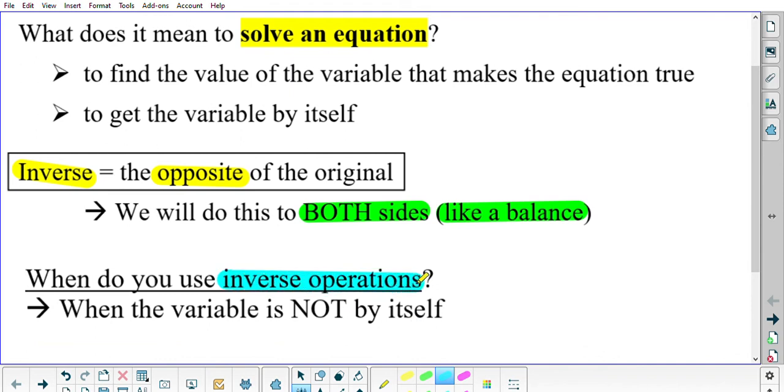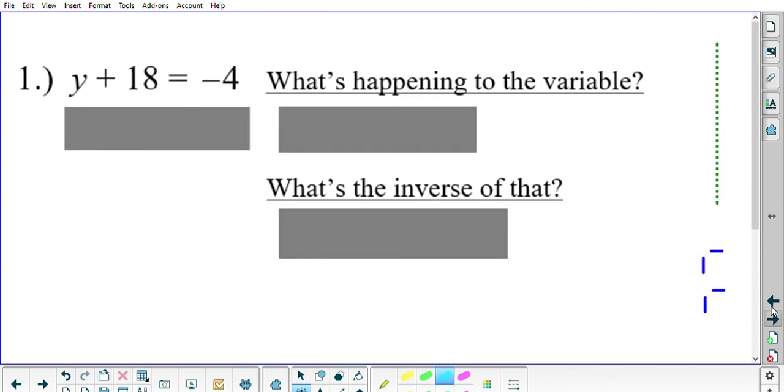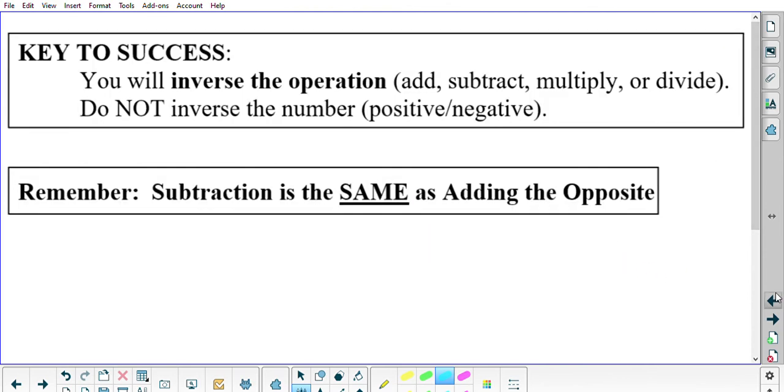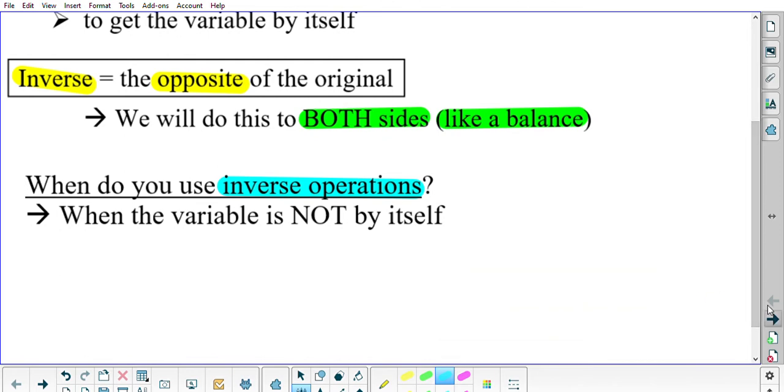Now, I would not suggest doing inverse operations for every single equation. I would only do them when the variable is not by itself, which is what you're going to be seeing on all the equations today. For example, the very first one, number 1, you can see the y is not by itself. It has a plus 18 next to it. So this is what I mean. We're going to use inverse operations to get those variables by themselves.